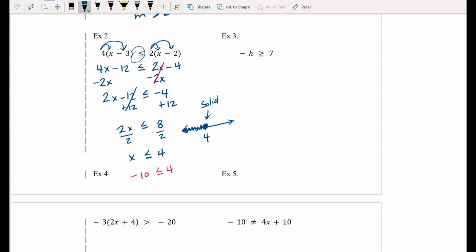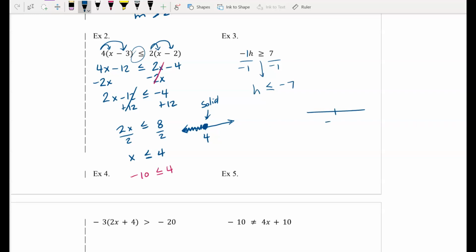I have negative, remember that could be negative 1h. So I want to divide both sides by negative 1. When I divide by a negative, I have to remember to turn that symbol around. It was greater than or equal to, now it's going to be less than or equal to. 7 divided by negative 1 is negative 7.